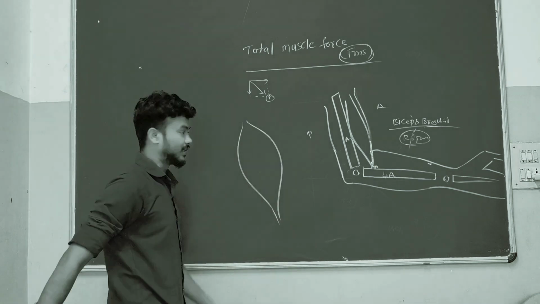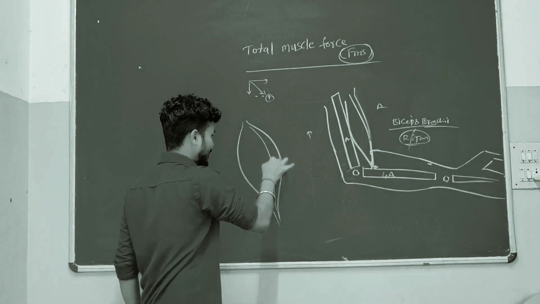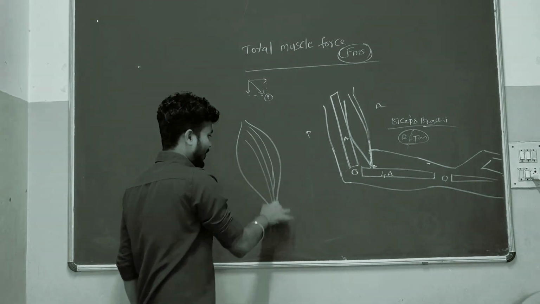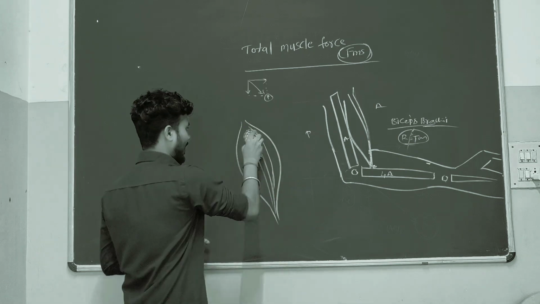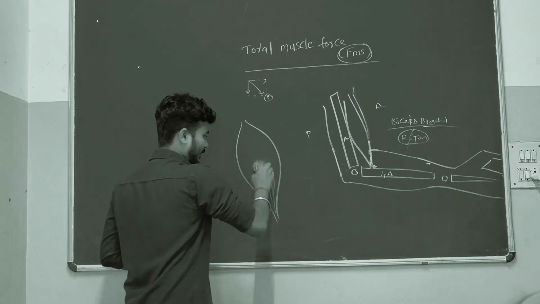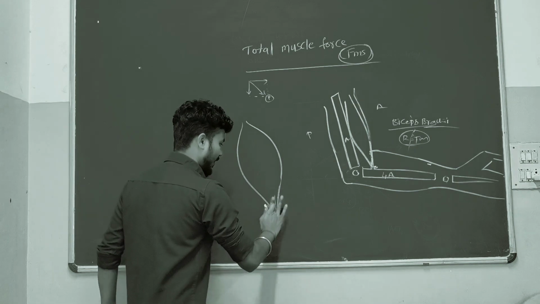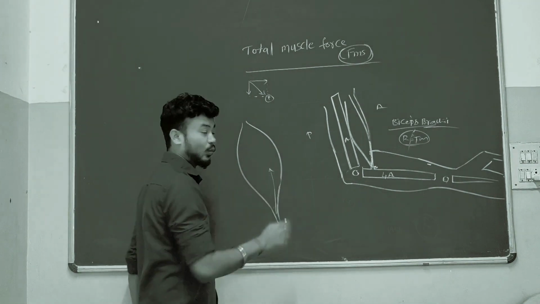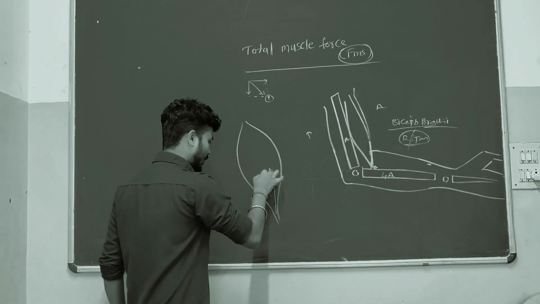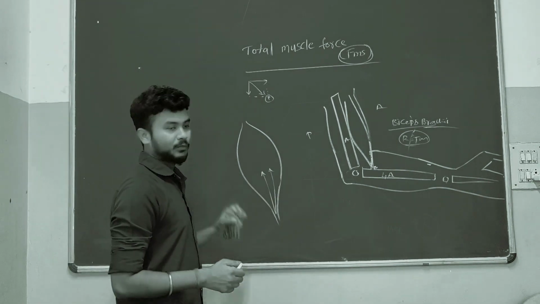Inside the muscle we will be having muscle fibers. There are thousands of muscle fibers. So here is one muscle fiber. Suppose we are taking one muscle fiber. One muscle fiber is like one force, and one more muscle fiber is like one more force.